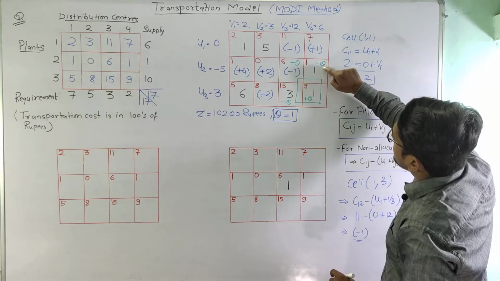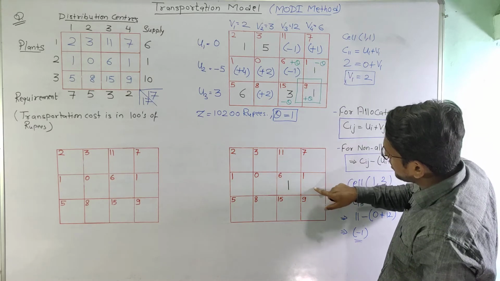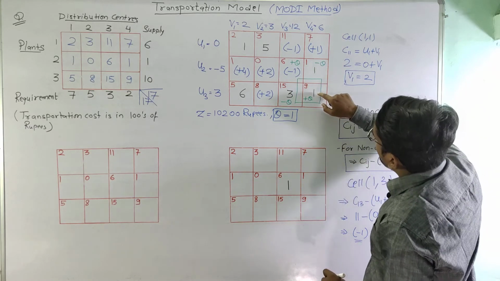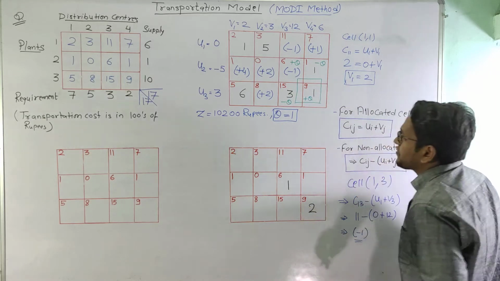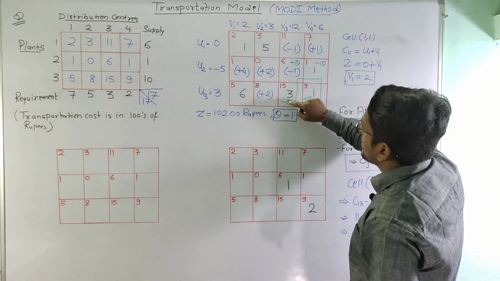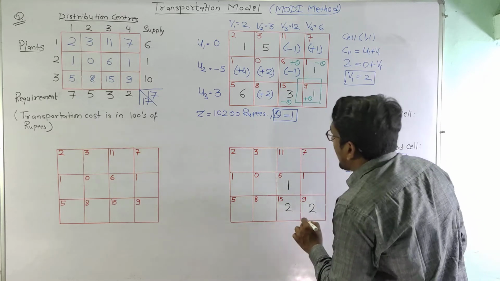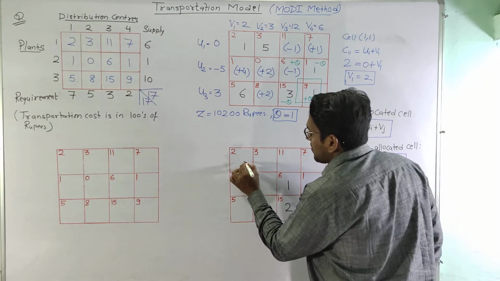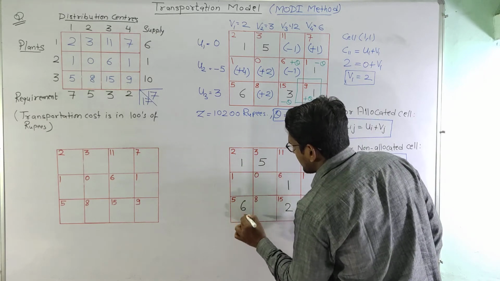This will be 1 minus theta, 1 minus 1 will be 0, so there will be no allocation here. 1 plus theta, that means 1 plus 1 is 2, so this will become 2. And this is 3 minus theta, that means 3 minus 1 is equal to 2, so this will become 2, and the remaining allocations will remain as they are: 1, 5 and 6.